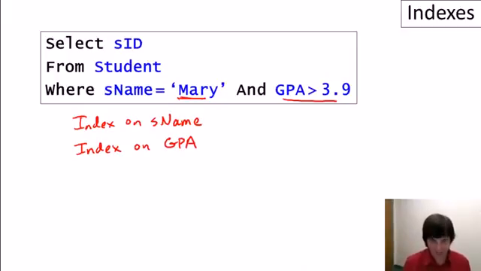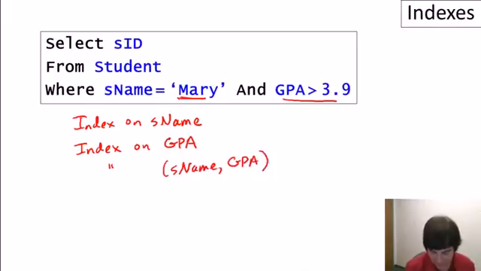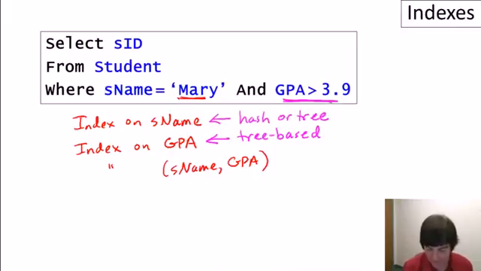Finally, it's possible we could have an index on the two attributes together. So we could have SNAME, GPA together, and then this index can be used to simultaneously find students that have the name Mary and the GPA greater than 3.9. Now, I should mention that because this is an inequality condition, it is important that the GPA is a tree-based index in order to support the evaluation of this condition, whereas the student name is an equality condition, so that could be a hash-based index or a tree-based index.